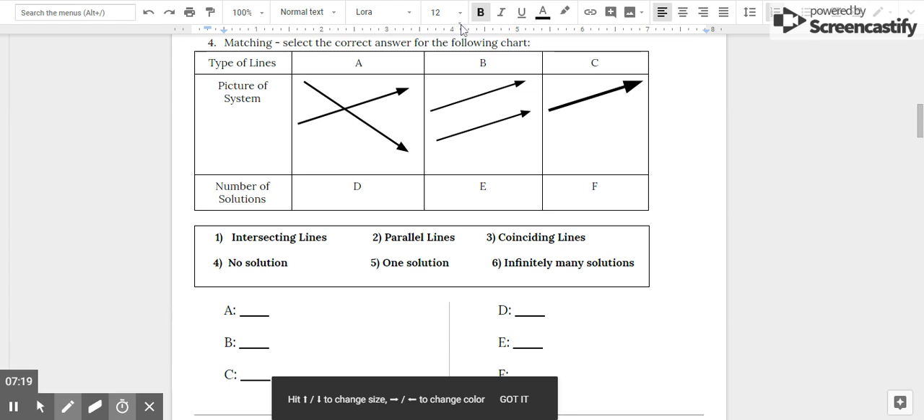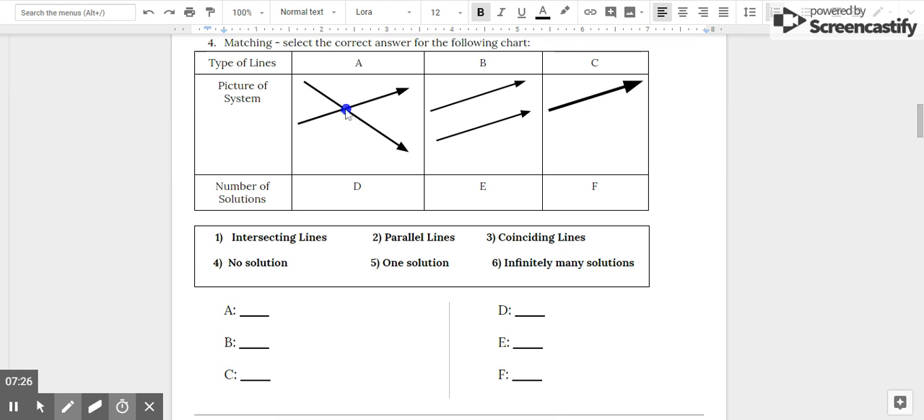Matching: select the correct answer for the following chart. Look at the lines. For D, it's intersecting at one point, right? The number of solutions is one solution, so for D you have to put 5. What about E? How many solutions here? They are parallel, so there's no solution. So E is number 4.